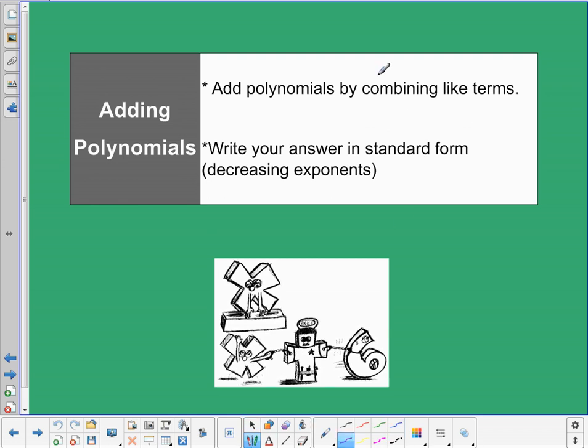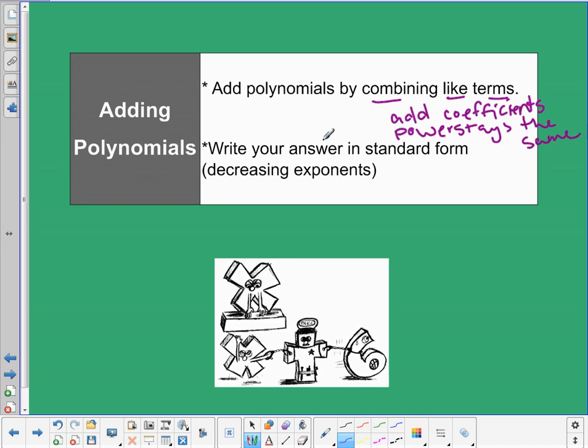Now remember that when we combine like terms, we add the coefficients, but the power stays the same. We don't start changing powers until we get into multiplying and dividing. When we're just adding and subtracting, the power does not change.